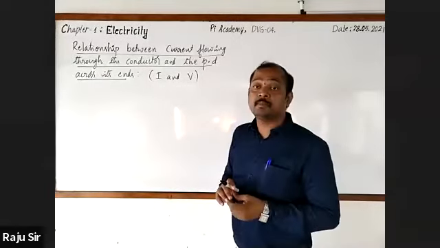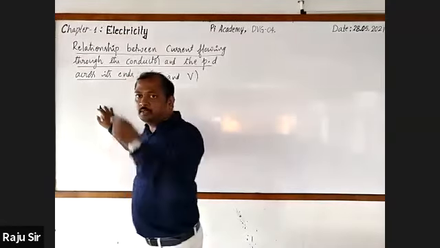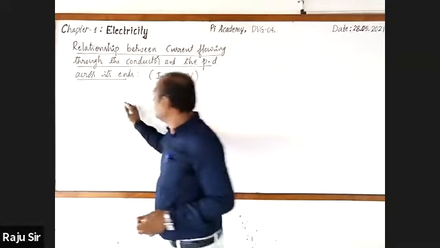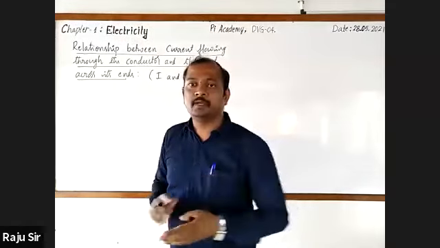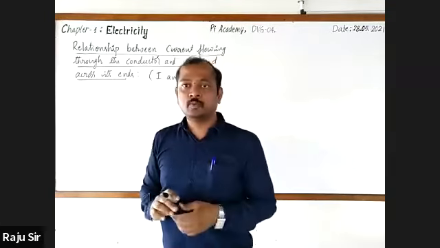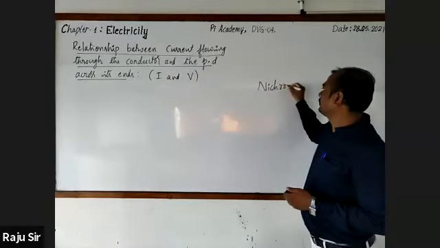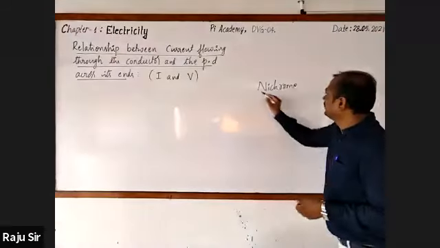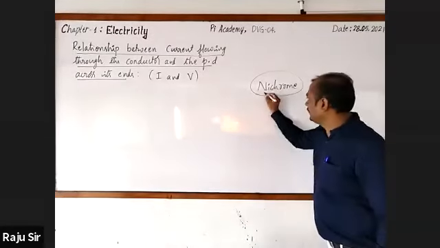So now let me draw the circuit diagram. This circuit diagram must be learned. So please go on drawing with me. You will use one of the alloys which is used as a common filament in most electrical heating devices. This is nichrome. Dear students, could you tell what are the components of nichrome? Nickel, chromium, manganese, and iron. Very good.